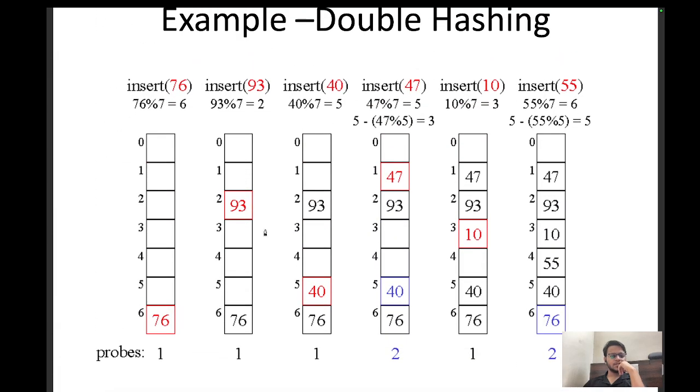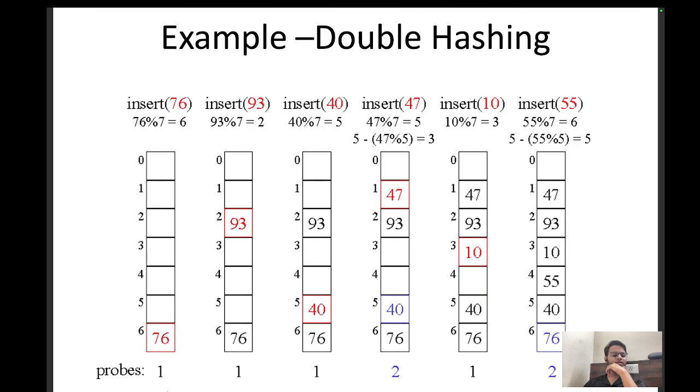So we have been given some values here: 76, 93, 40, 47, 10, and 55. 76 by 7 gives a remainder of 6. It is not an issue. 93 by 7 is 2. It is not an issue. 40 by 7 is 5. It is not an issue, because the fifth bucket is also free and we can store the value here.